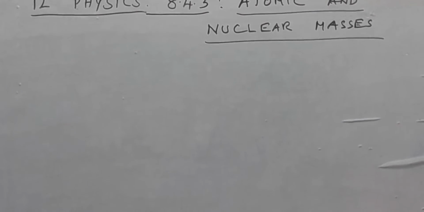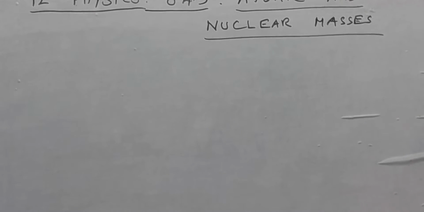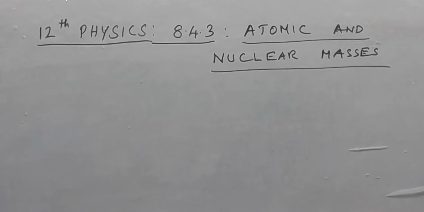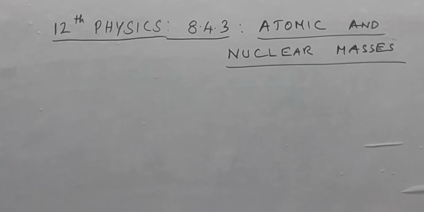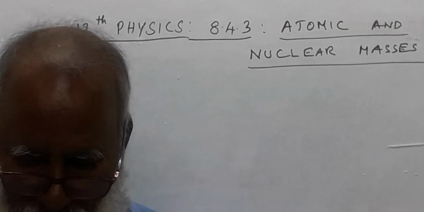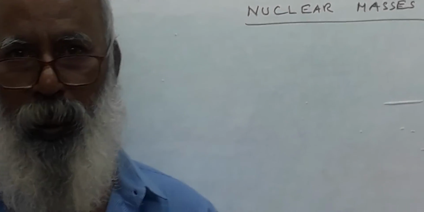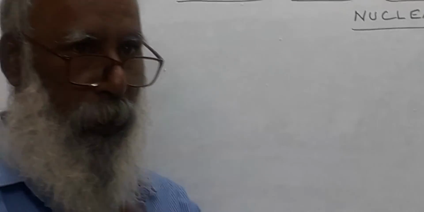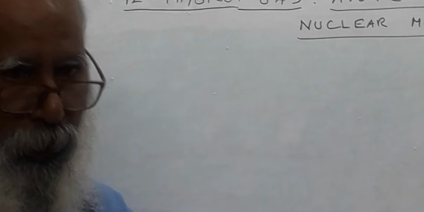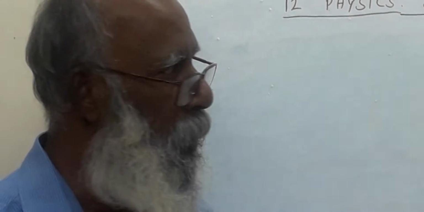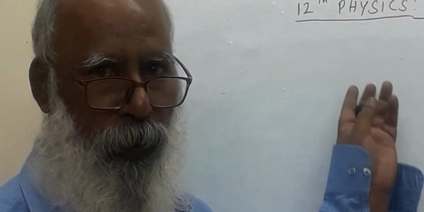Today, 12th Physics, 8.4.3 Atomic and Nuclear Masses. Atomic masses and nuclear masses. This is very important to know. Then only you can understand binding energy, mass defect and everything, and then the Bainbridge spectrometer to identify the mass of an atom. That's why you have to keenly observe all those things that I am going to teach today.